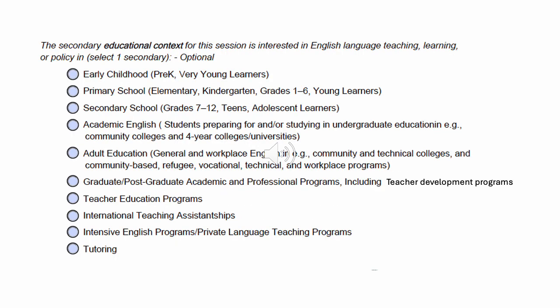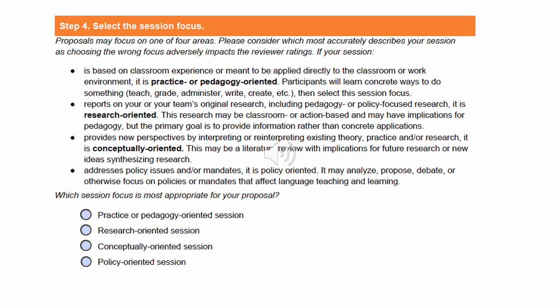Your secondary educational context allows you to expand on what you've chosen for your first context so that you can broaden your audience and also show that this particular proposal does, in fact, cross these different contexts. Next, you want to think about your focus. And this is really important because it's also going to affect which reviewer gets assigned your proposal.